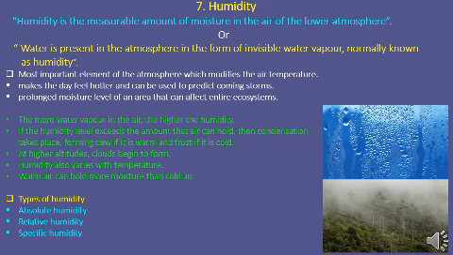Now we will study the next element, humidity. Humidity is the measurable amount of moisture in the air of the lower atmosphere, and it can also be defined as water present in the atmosphere in the form of invisible water vapor. Atmospheric moisture is the most important element of the atmosphere, which modifies the air temperature, and the humidity element of weather makes the day feel hotter and can be used to predict coming storms. The humidity element of climate is the prolonged moisture level of an area that can affect entire ecosystems.